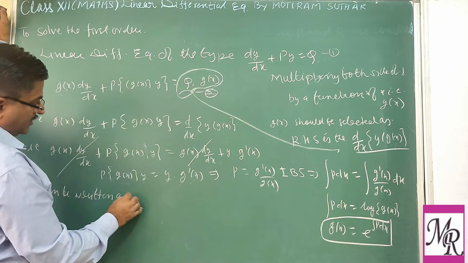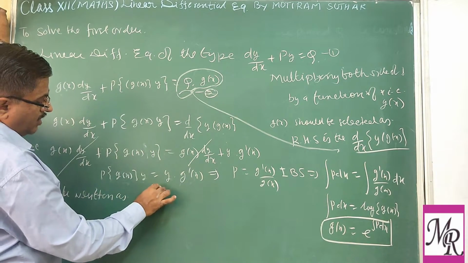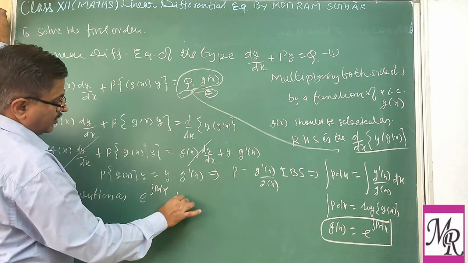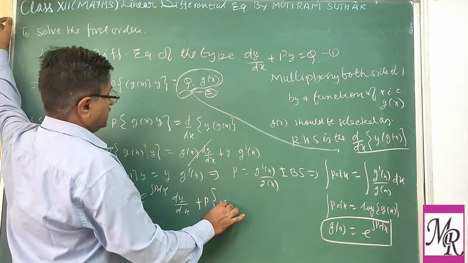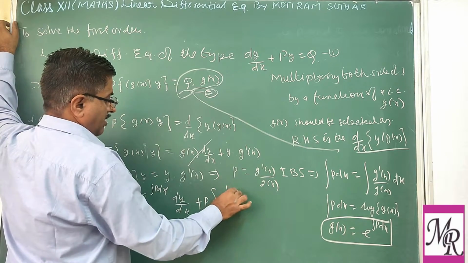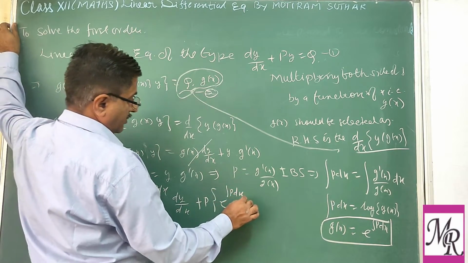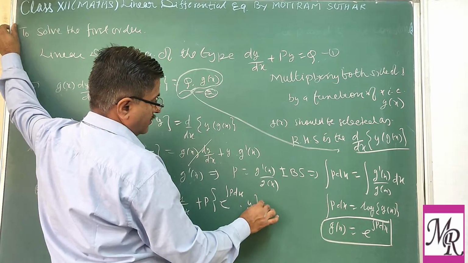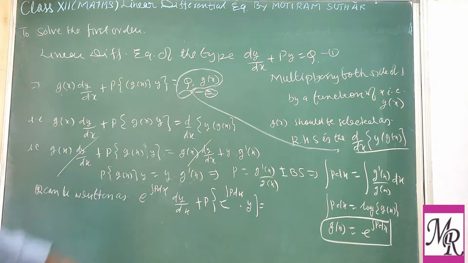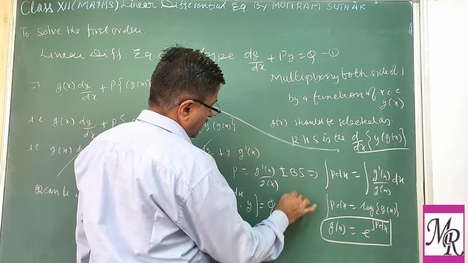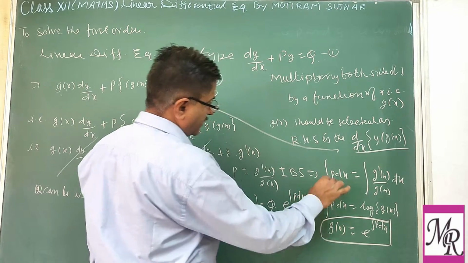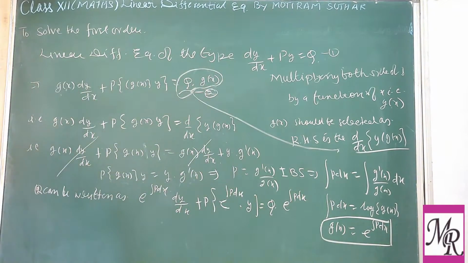g(x) can be replaced as e to the power integration of p dx, into dy by dx plus p into g(x), that is e to the power integration of p dx into y, equal to q into g(x), so q into e to the power integration of p dx. Clear?